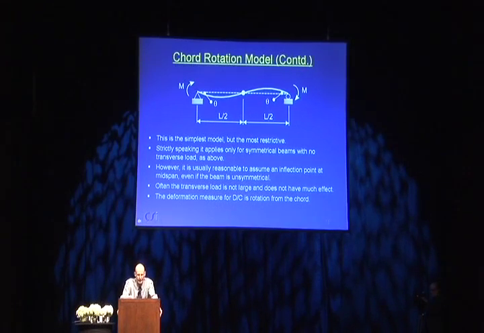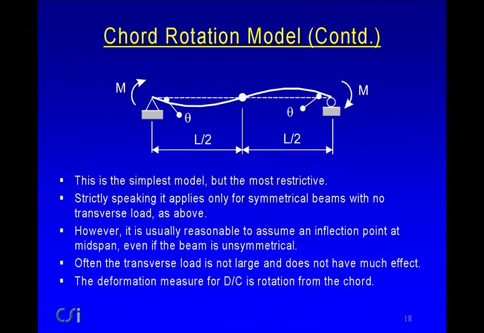So strictly speaking, it applies only to symmetrical beams, no transverse load. However, it's usually reasonable to assume an inflection point at midspan. Even if the beam is unsymmetrical, why not assume it like that? It's good enough for practical purposes in most cases. Often the transverse load is not very large and doesn't have much effect. If it does, you can't really use this model.